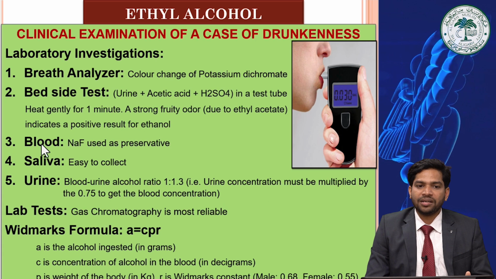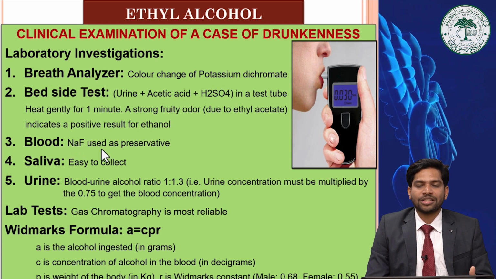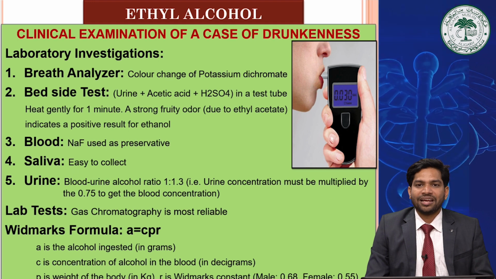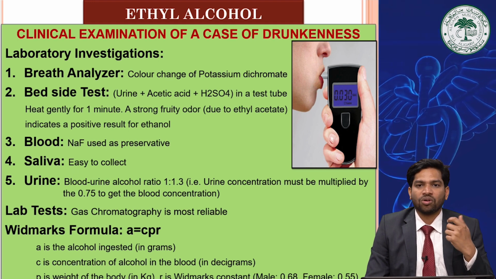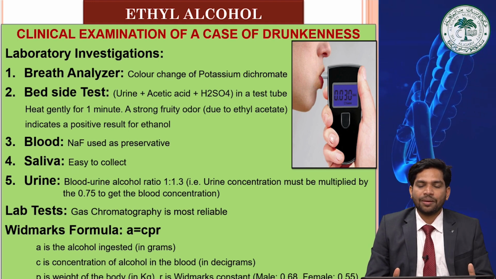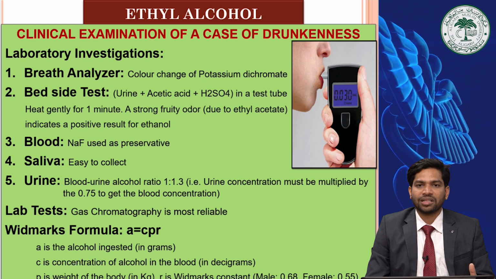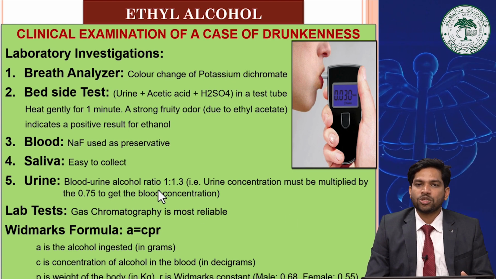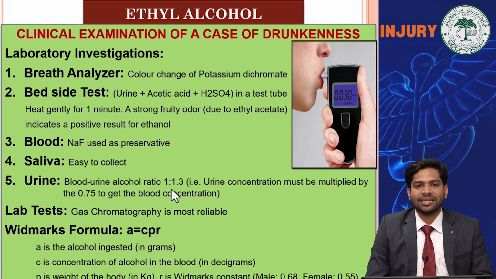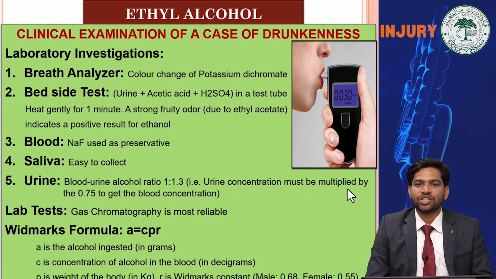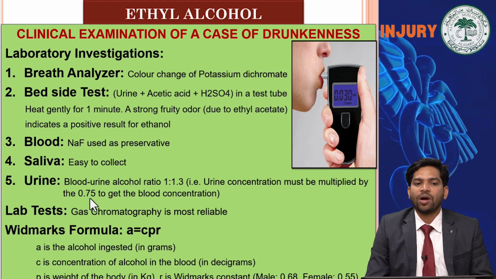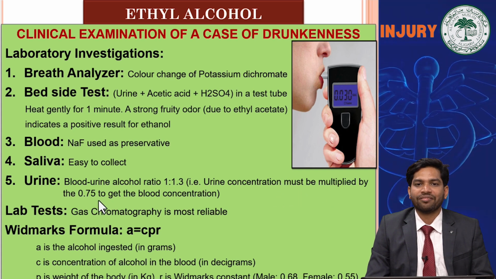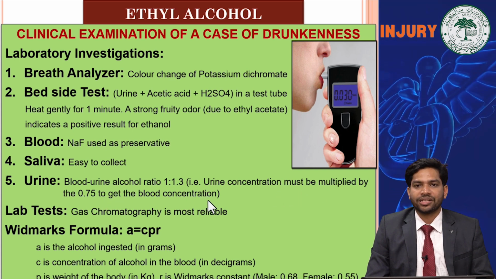That can be blood. For the blood, sodium fluoride is used as a preservative. Saliva may also be collected. Saliva is easy to collect. Then the urine sample is also a very good sample for the detection of blood alcohol concentration. The blood to urine alcohol ratio is 1:1.3. That is, the urine concentration must be multiplied by 0.75 to get the blood concentration.